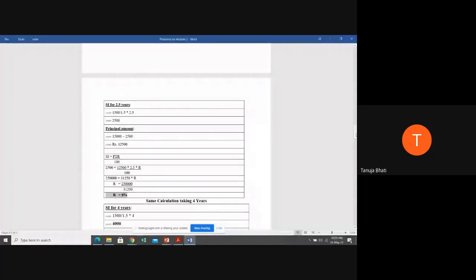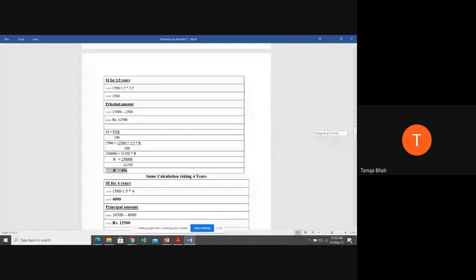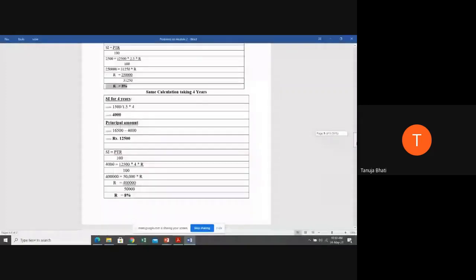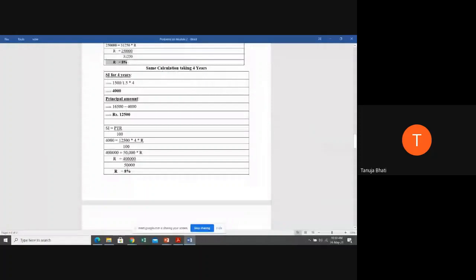Now, a student had a doubt that please solve it for 4 years also. So just for that student, I'm just doing the same calculation taking 4 years. So for 1.5 years, the simple interest was 1,500. So for 4 years, it is how much? It is 4,000 rupees. Now, the future value after 4 years was 16,500. The simple interest is 4,000. So what is going to be the principal amount?